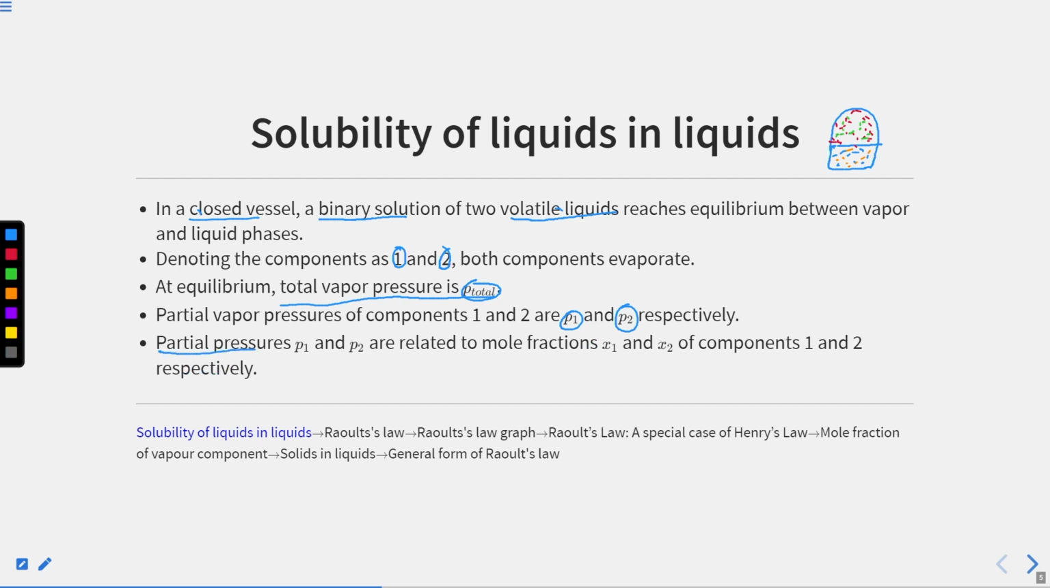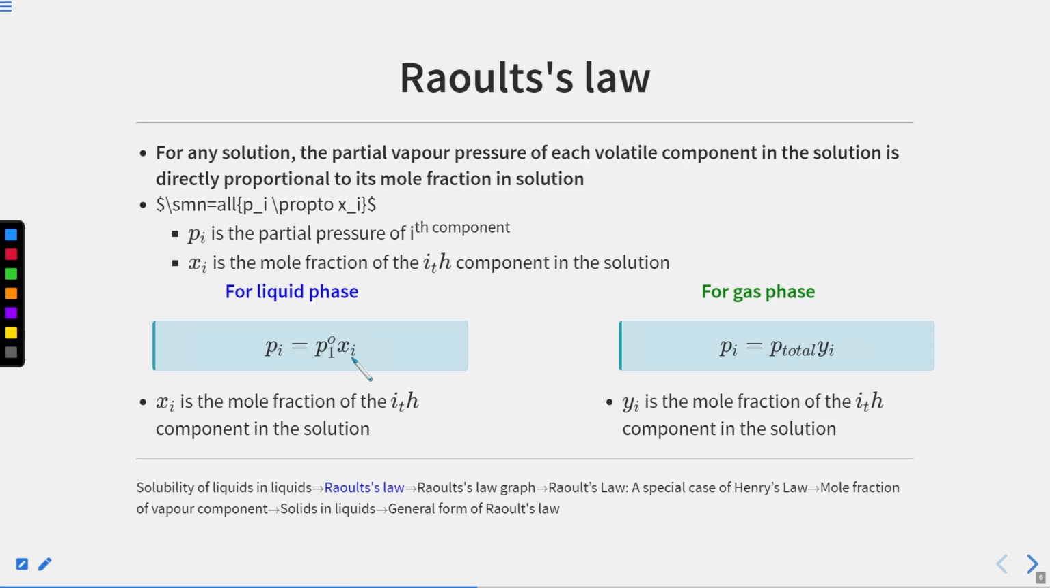Now, these partial pressures P1 and P2 are related to the mole fractions x1 and x2 of components 1 and 2 respectively. So we'll see how it is connected. For that, we have Raoult's law. Raoult's law says that for any solution, the partial pressure of each volatile component, this should be noted, it will be used further also.